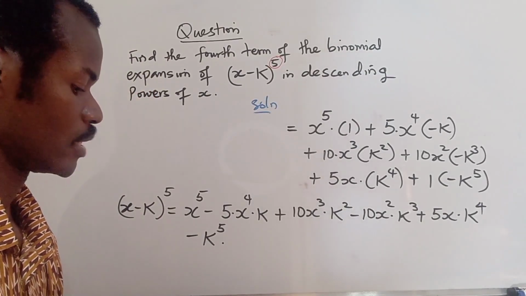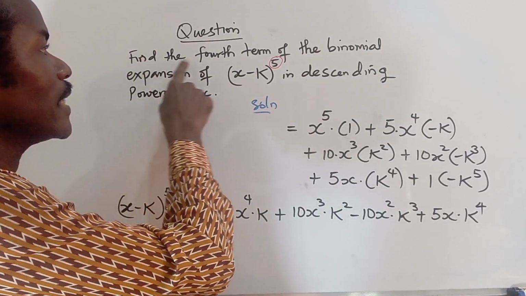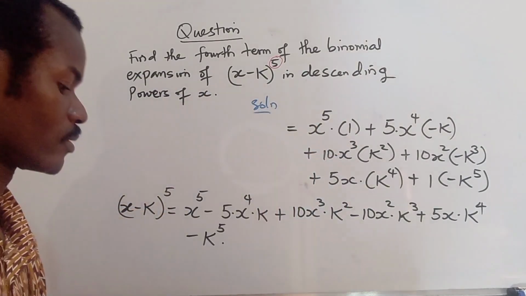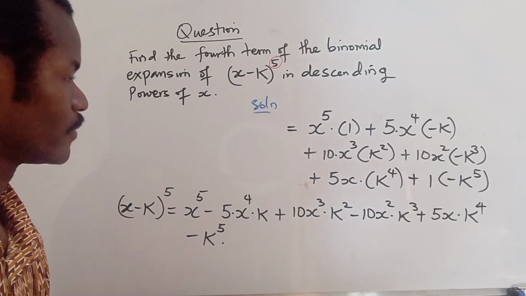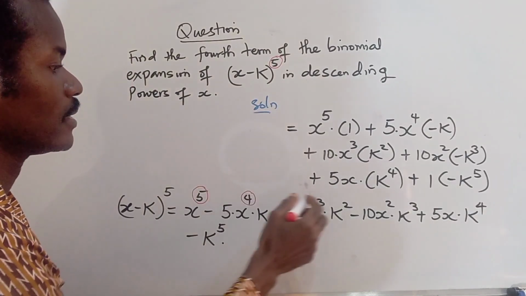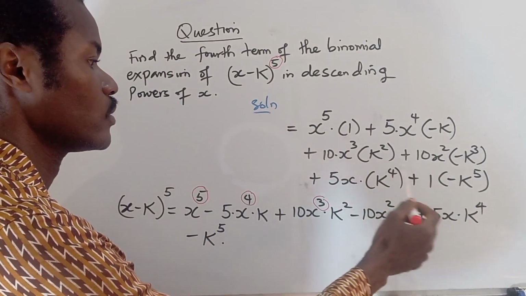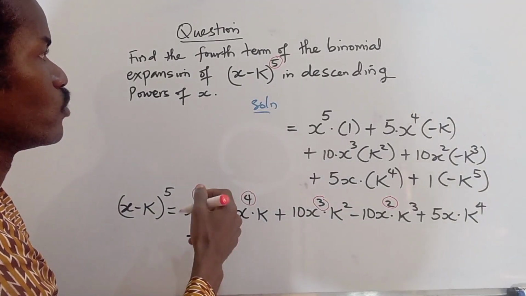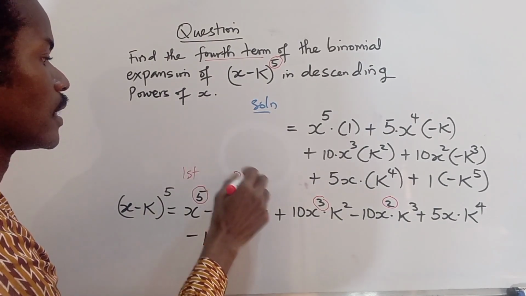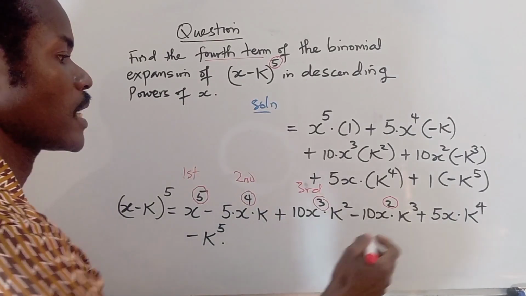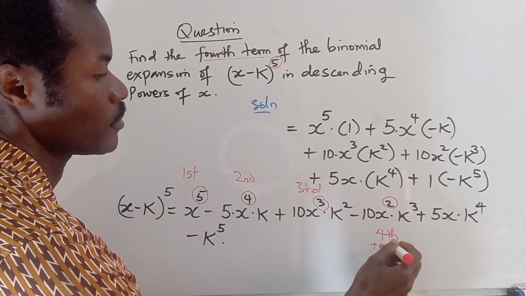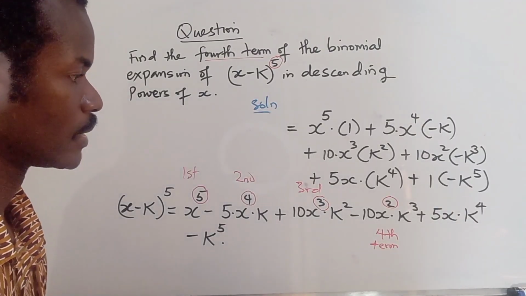So now that we have done the expansion, the question says we should find the fourth term of the binomial expansion in descending powers of x. So let's identify how the powers of x are descending. This is 5, it descended to this, and descended to this, and descended to this. Now, the question says the fourth term. So this is the first term, this is the second term, this is the third term, and this is our fourth term.